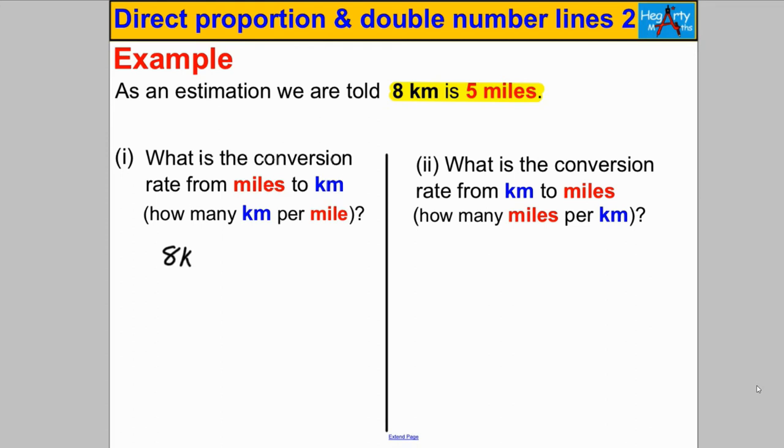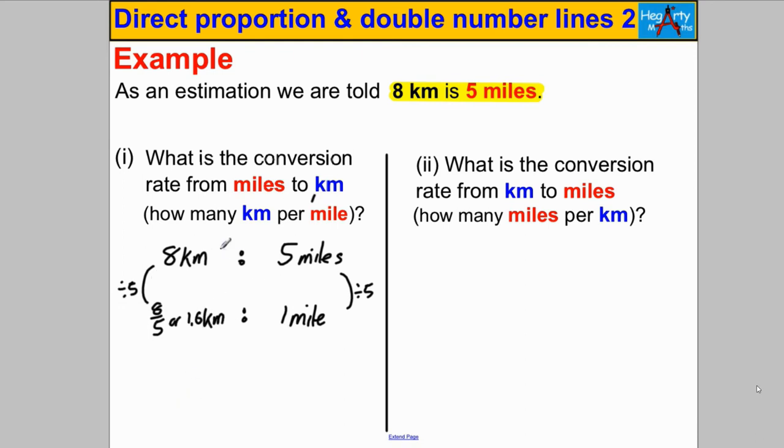8 kilometers to 5 miles, right? Now, you want how many kilometers per mile, or per 1 mile, right? So you want your mile number to be 1 mile. So you're going to fill in what you want. How do I get from 5 miles to 1 mile? Well, I divide by 5. So therefore, I must divide this one by 5 as well, and I get myself 8/5, like we got on the double number line, or 1.6 kilometers.